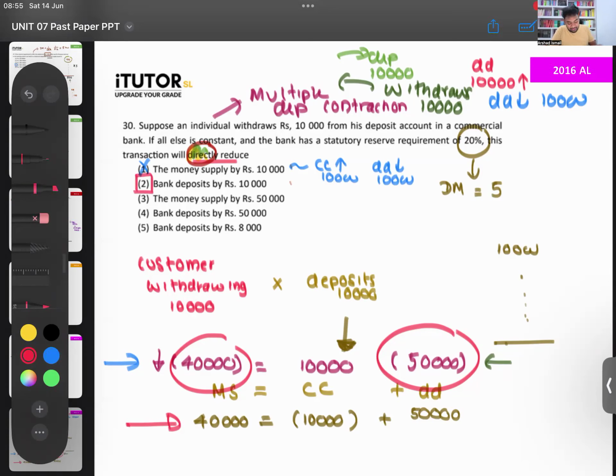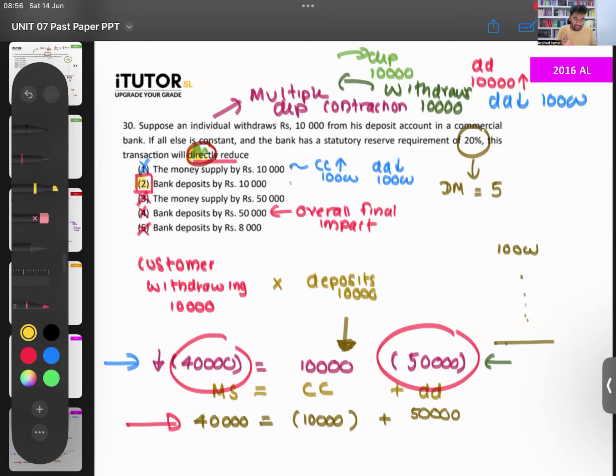Money supply by 50, no. Bank deposits by 50, that would have been the overall final impact of this. They are not asking you for the final impact, they're asking you for the direct impact. And then not this. Bank deposits by 8,000, no. So that's answer number 2 then in this question. Is that okay? I hope I did not confuse you.